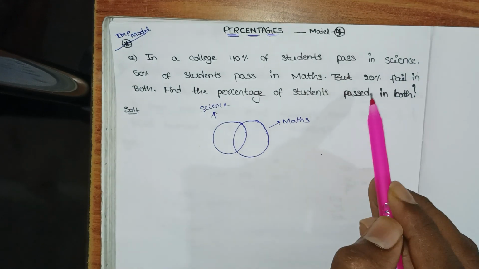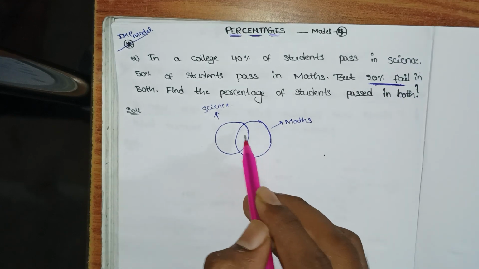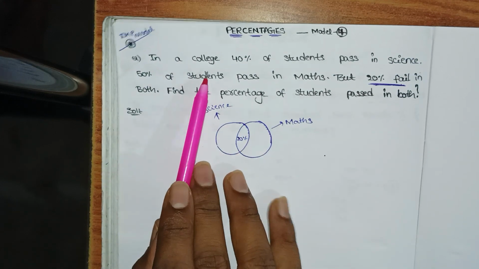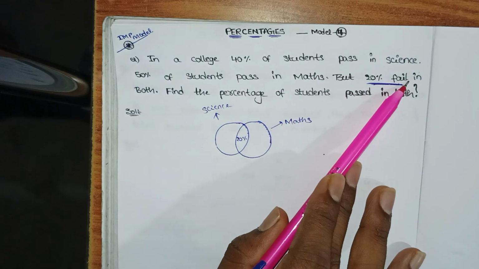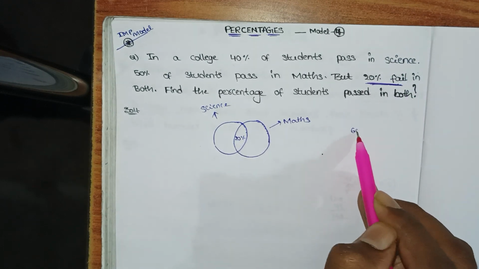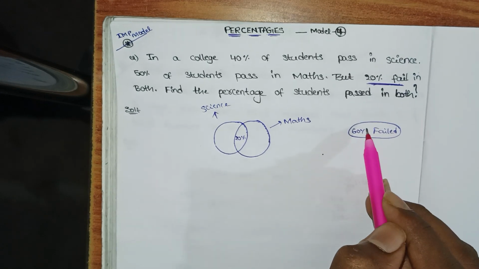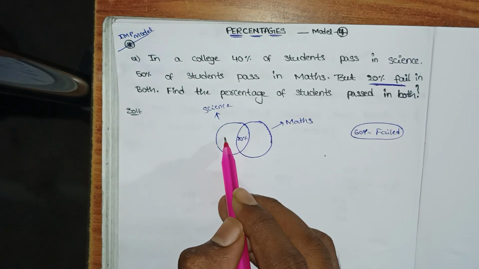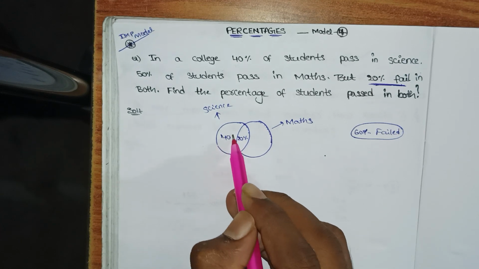For this kind of question, we need to take, first of all, the percentage of failed candidates. It is given 20% of students failed in both, so we'll take 20%. In a college, 40% of students pass in science. See, 40% of students passed in science means we get 60% failed in science, because it is out of 100. Only 40% of students are passed, so we get 60% failed. We can write 60, but already here we have written 20%. 60 minus 20 is 40. Okay.